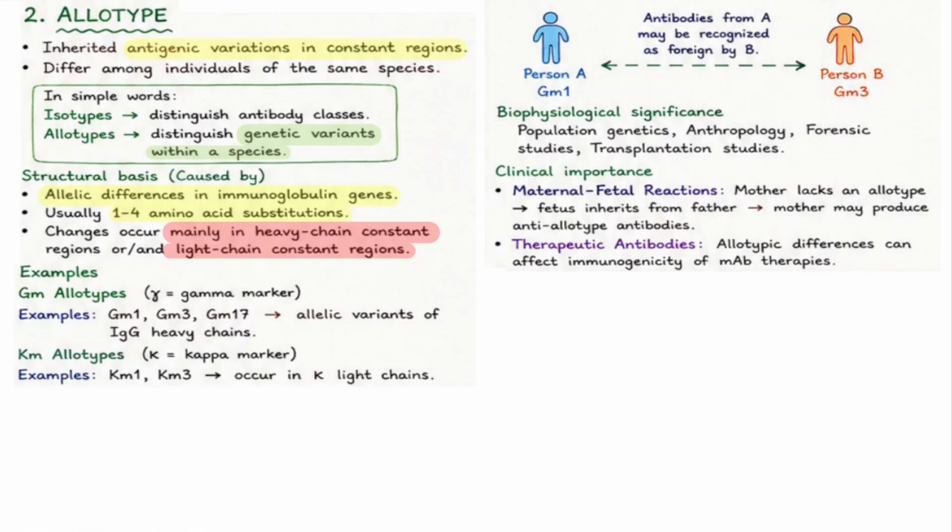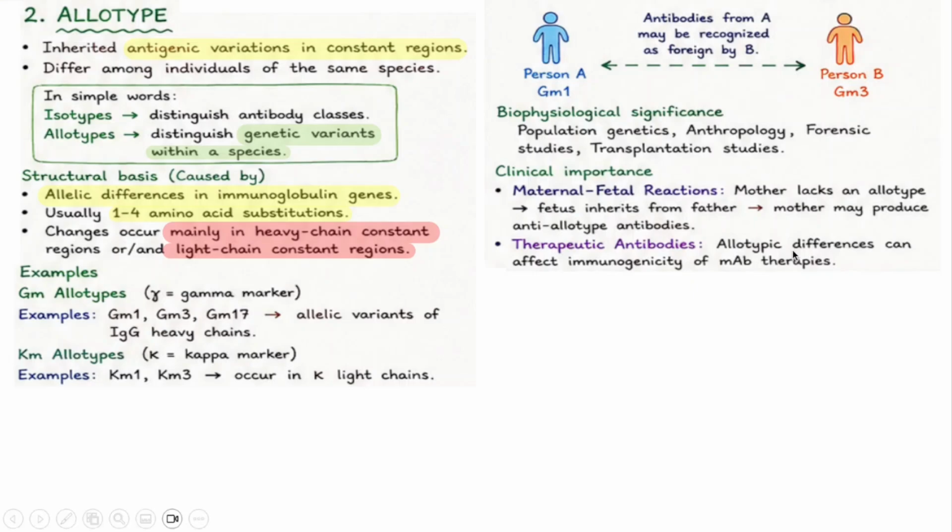Yes, there will be a specific immune response because there are slight variations in the allelic sequence, and these variations will be recognized by the immune system of person B. And due to these differences, these markers are used in various kinds of studies, like studies in population genetics, in anthropology, in forensic medicine, in various kinds of transplantation immunology.